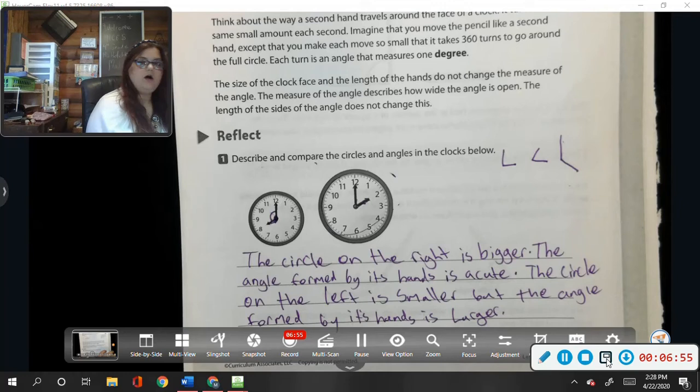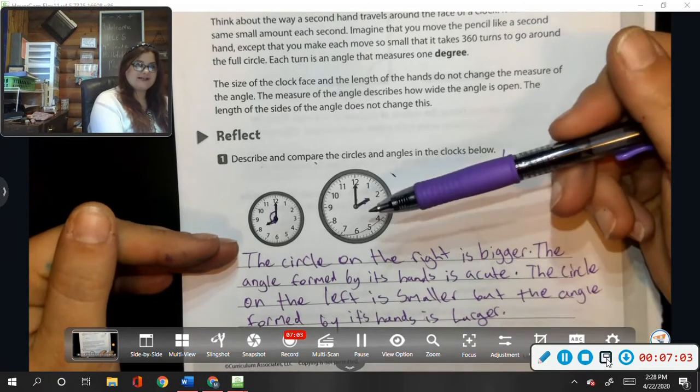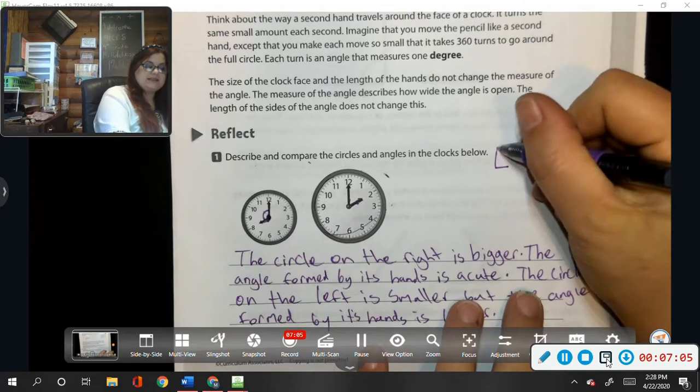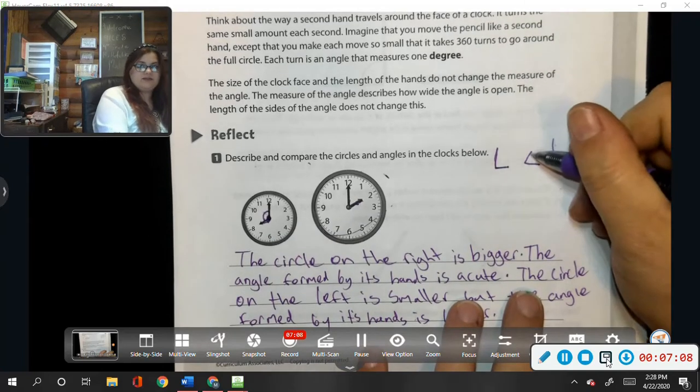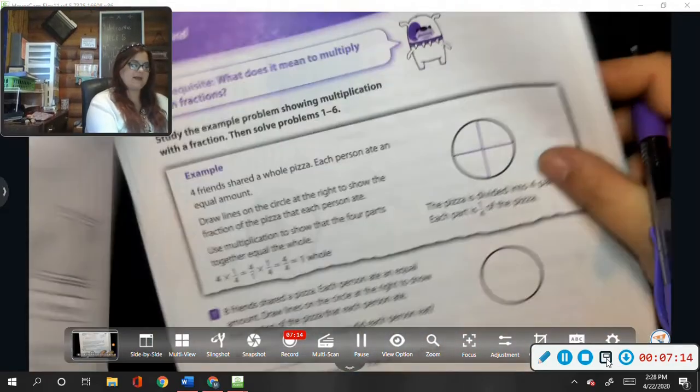Just like that. So all we're doing today is really learning how to visualize these angles, and without measuring them, know that this is a 90-degree angle, this is an acute angle, this is an obtuse angle. So let's take what we know and take it to the practice page.